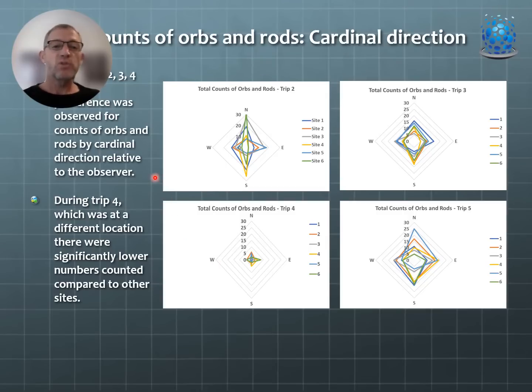Now by cardinal direction was interesting. Again, we have trip 2, trip 3, trip 4 and trip 5. You can see at the different site we went to that the numbers are down significantly, but again, overall there's no preferred orientation to cardinal direction, and this is a lot more evident in the other trips, where you can see that there's no real preference for orientation by cardinal direction when you take total counts of orbs and rods.